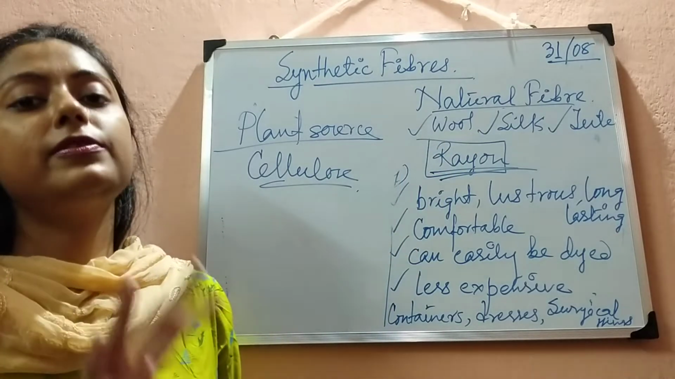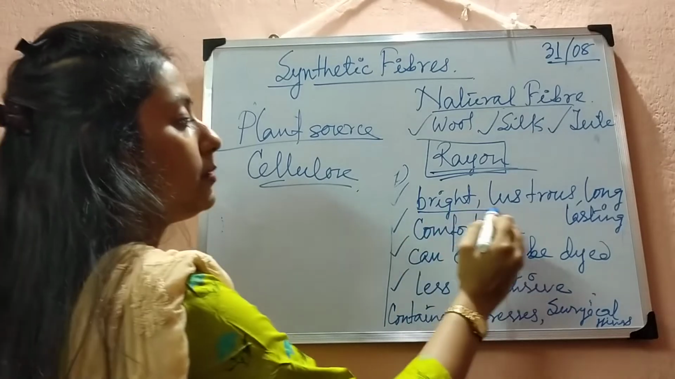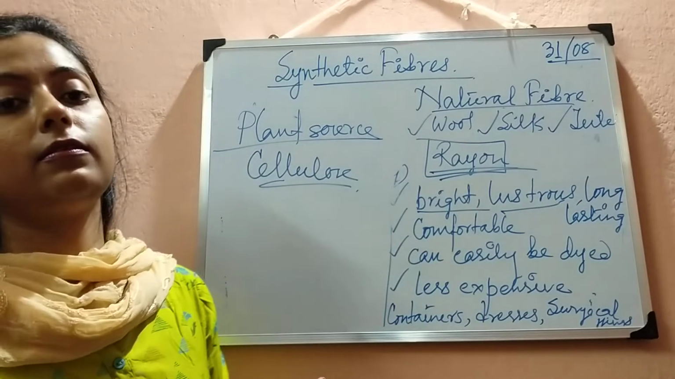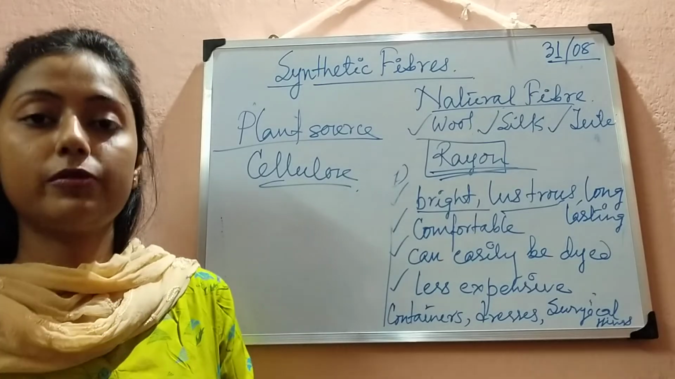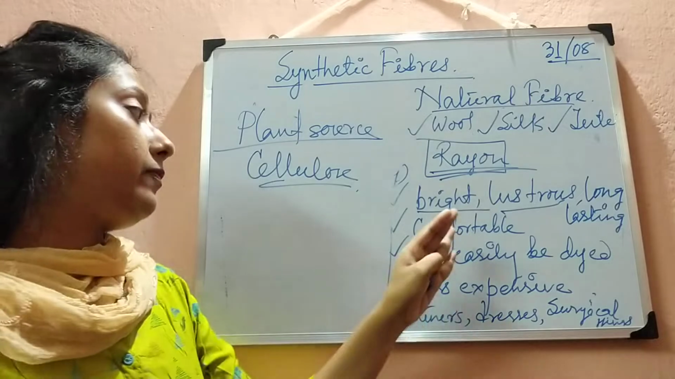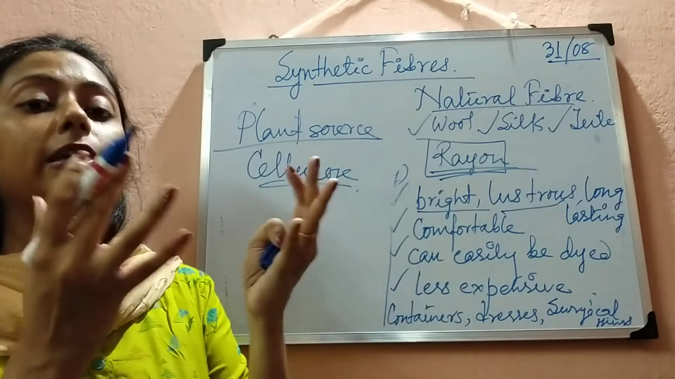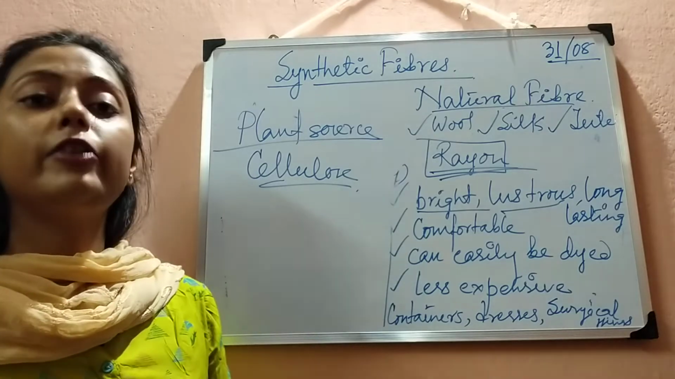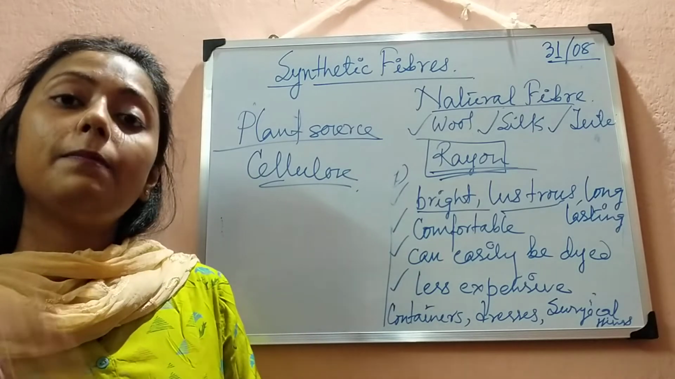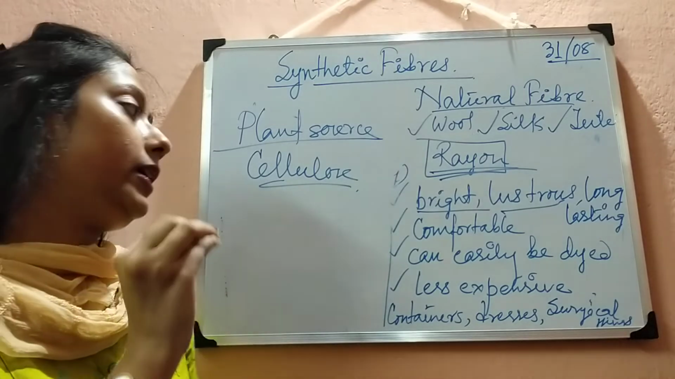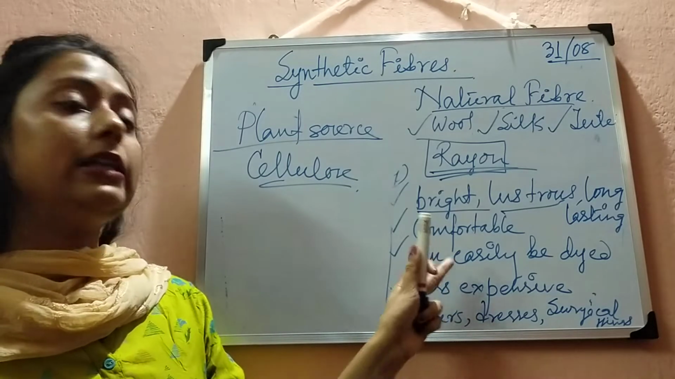Rayon is a kind of silky structure. Look at the words, bright, lustrous and long lasting. It is just like silk, very bright, shiny, lustrous, and just feels like silk. It is very comfortable to wear because it can absorb your body heat, body moisture. That's why it's very comfortable. So rayon is the perfect substitute of the silk, and rayon is very less expensive and can easily be dyed in various colors.